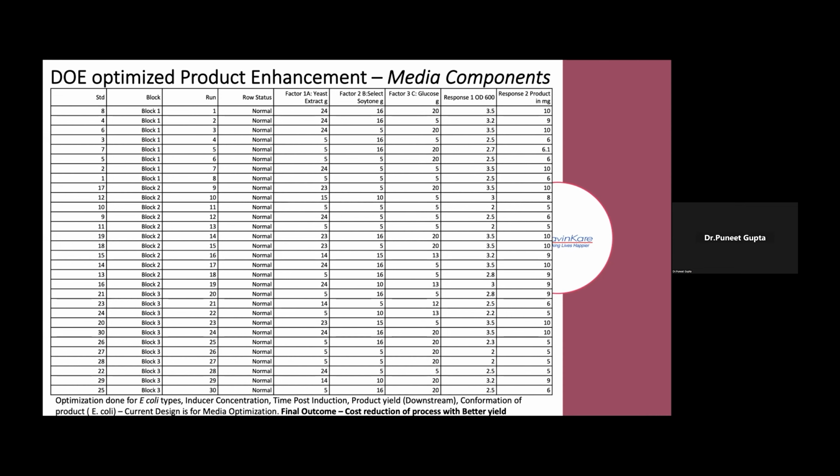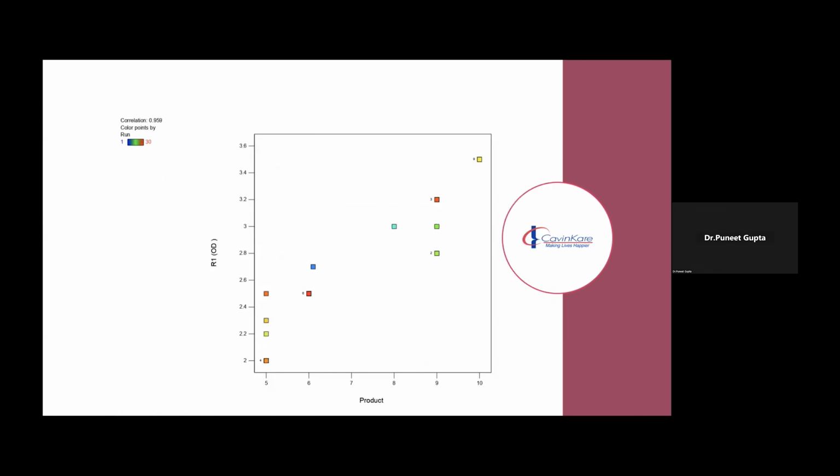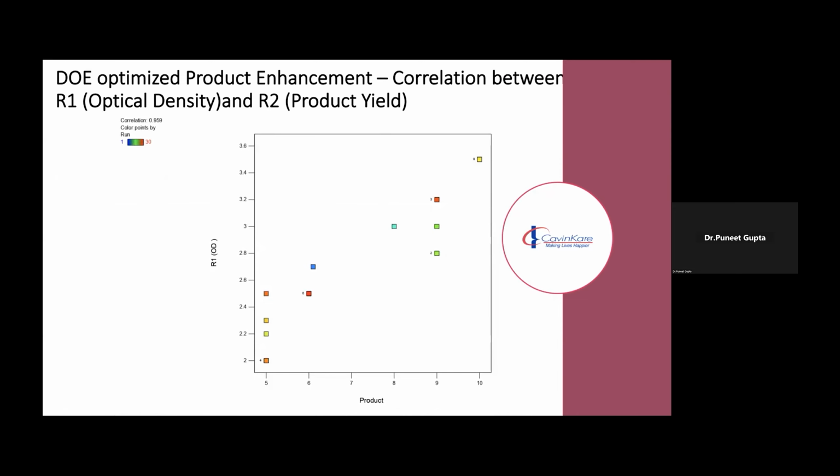We had 3 blocks for that, and we recorded the response in terms of optical density after the completion of the process. Then we looked at the response of the product yield, in mg of protein per liter in the shake flask. This is the correlation we got between the product yield and optical density. If we have higher optical density, we get a better product yield.